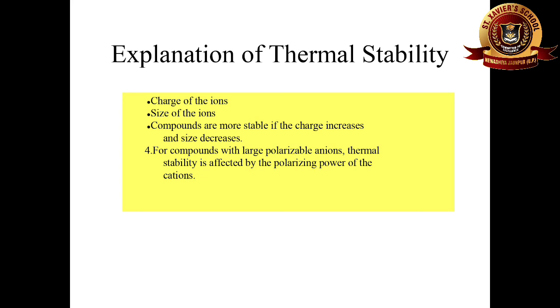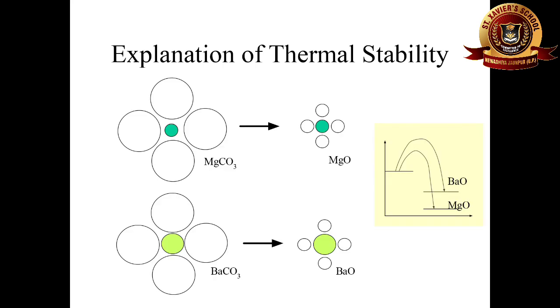What is the explanation of thermal stability? The thermal stability mostly depends upon the charge of the ion and the size of the ion. High charge reduces the thermal stability of carbonates. Compounds are more stable if the charge decreases and size increases. For compounds with large polarization, thermal stability is also affected by this.